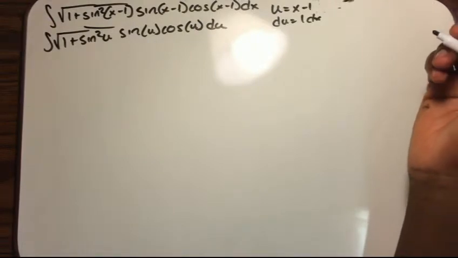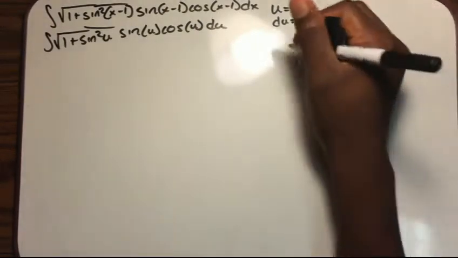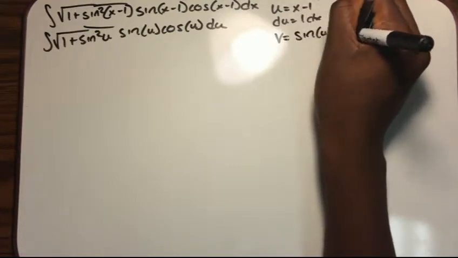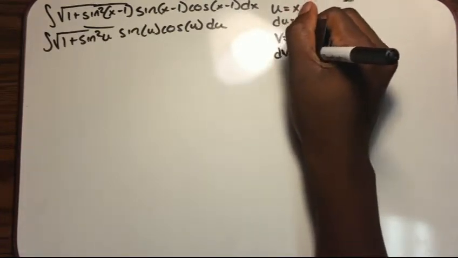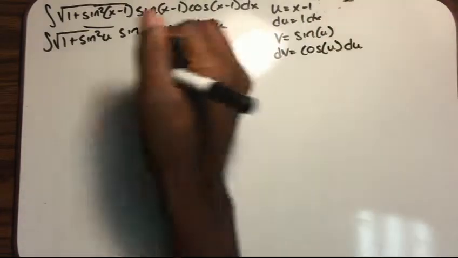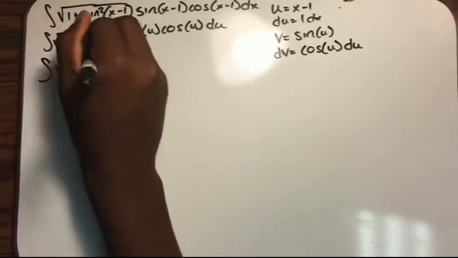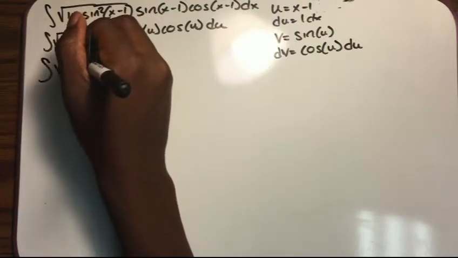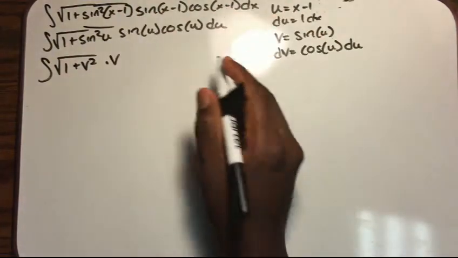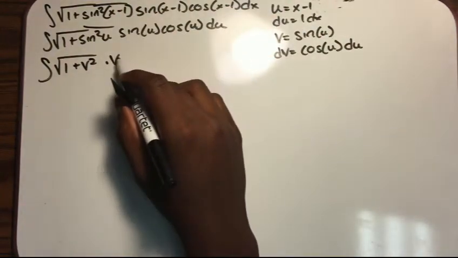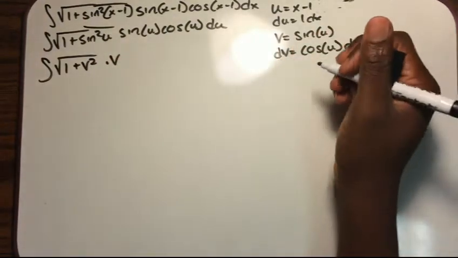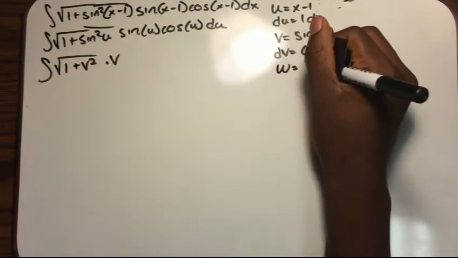And we're going to do this again, but we're going to use a different variable, and we're going to call it v. So let's say v is equal to sine of u, so dv is equal to cosine of u du. Once you do the substitution, we'll get 1 plus v squared times v. The cosine of u goes away, and sine of u turns to v.